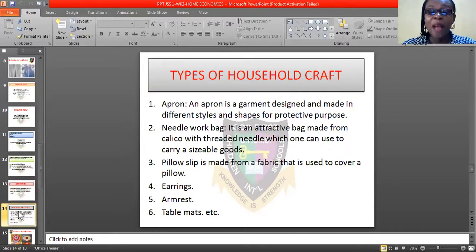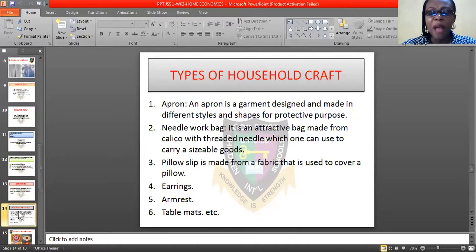But we have types of household crafts like apron, we have needlework, we have pillow sleeve, we have earrings, armrests, table mats, and so on and so forth. Now, apron. All of us know what apron is. Apron is used to cook in our various kitchens. If you want to make a meal as a qualified chef, you have to put on your apron from the head down in order not to allow oil to splash on your cloth, and again to make the meal you want to prepare very presentable.